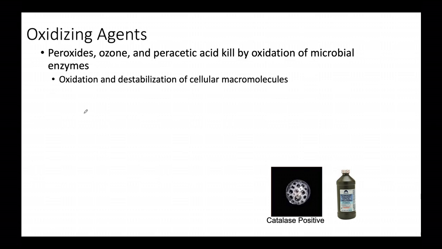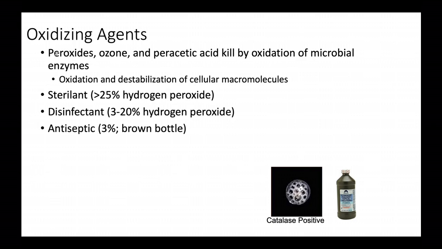Most people likely have peroxide at home, and depending on its percentage, it can be used to do different things. So if you buy a brown bottle like this one, it's probably a 3% peroxide, and so that can be an antiseptic. You could potentially use it on surfaces as a disinfectant, but if you upped the concentration, you could even get to potentially the ability to sterilize.